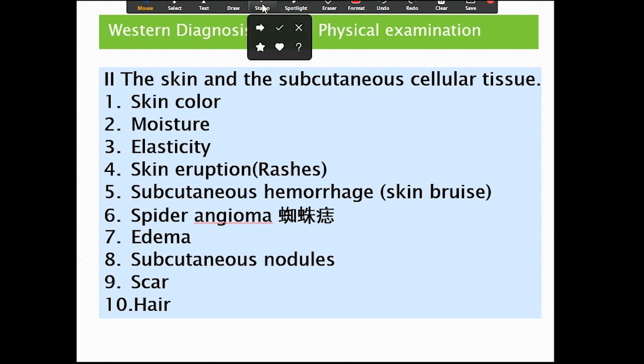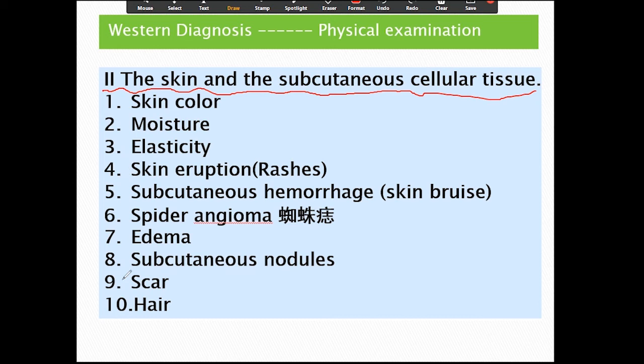And the second general part, we go to the skin and the tissues under the skin. In this part, we still include a lot of aspects, 10 aspects. So generally, is the skin color normal or abnormal? That's basically judged by the patient's original color. If the color is not changing, naturally, that's normal. If the color recently changes, that will be abnormal.